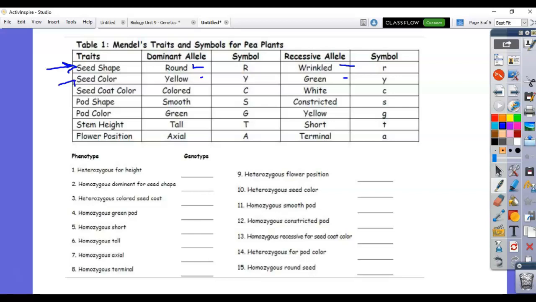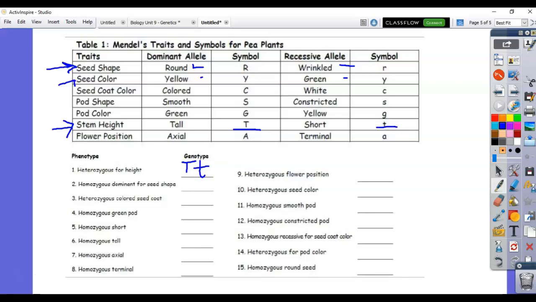Heterozygous, does that mean two different or two the same? Heterozygous means two different, okay? So we need two different letters for height. So let's find height on here. Stem height. Could be tall or short. We need two different letters. So the one letter is going to be a capital T. One's going to be a lower t. See how that works?